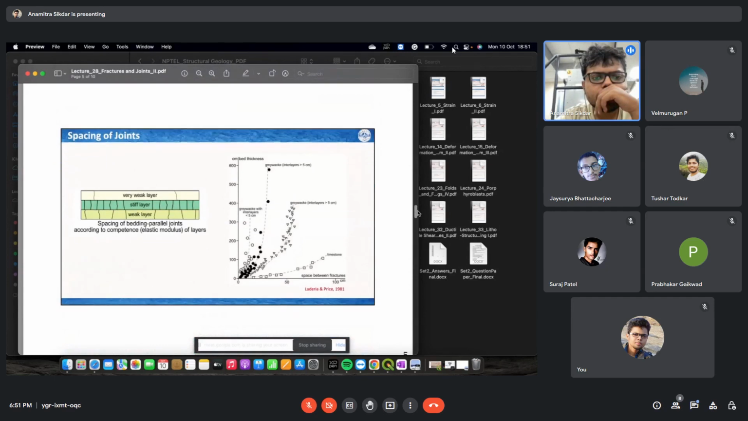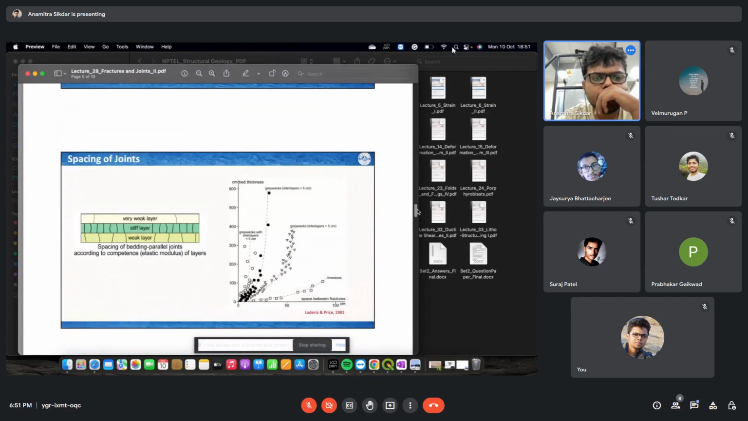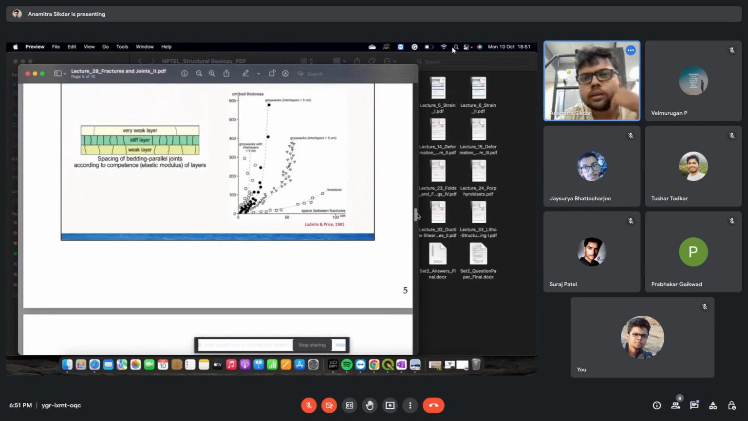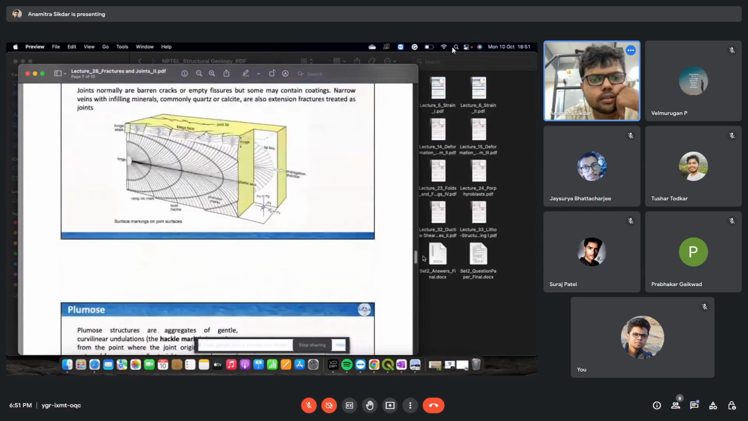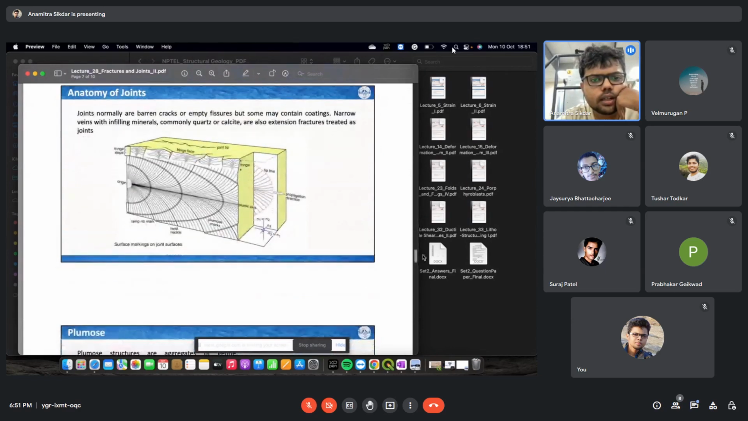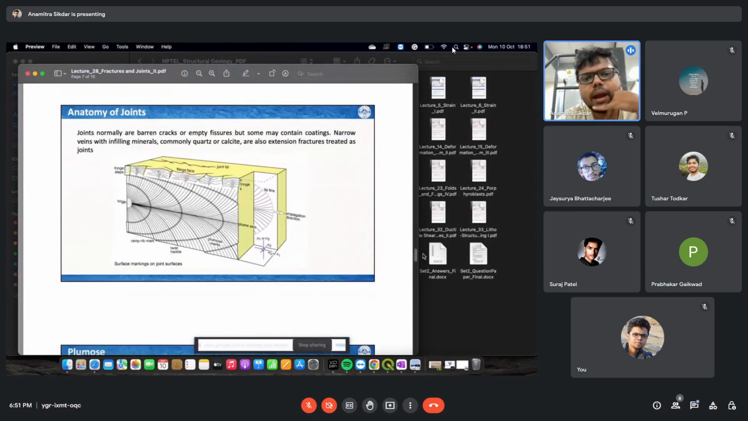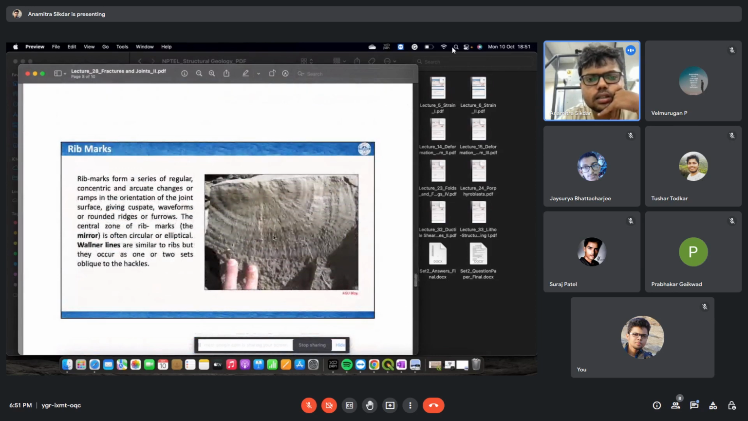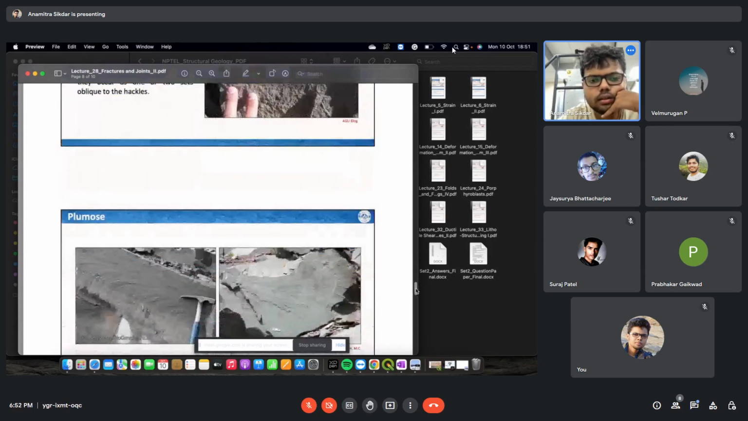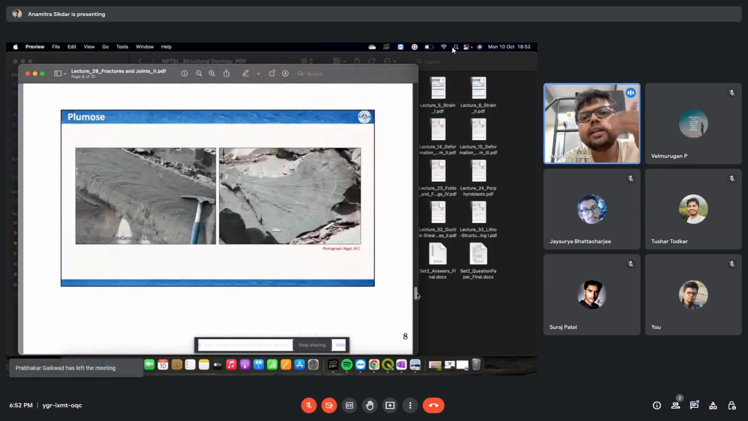So these things we have to study. Depending on the spacing, we get different kinds of strengths. So yeah, this is the anatomy of joints. This kind of radiating pattern we get outside the plumose structure. If you don't see it in the field, then see, this is the structure, the rib marks that we get if we open up a joint plane. So this is how you identify a joint plane.